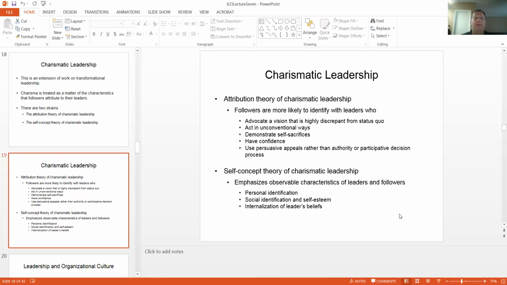Self-concept theory of charismatic leadership says that people tend to follow leaders who they personally identify with. So if I can identify with that person, they feel they're kind of like that person, they share the same beliefs as that person. That's the more self-concept theory, that they follow someone who they are similar to. So you either follow someone whose characteristics you respect and would like to be like in attribution theory, or you follow a leader who you are kind of like in self-concept theory. But either way, leaders then lead based upon their personality, based upon their charisma.